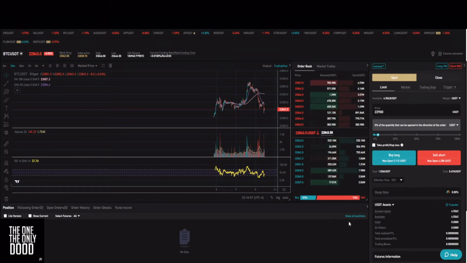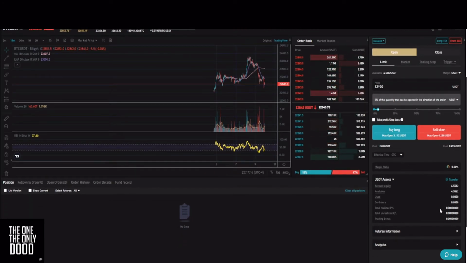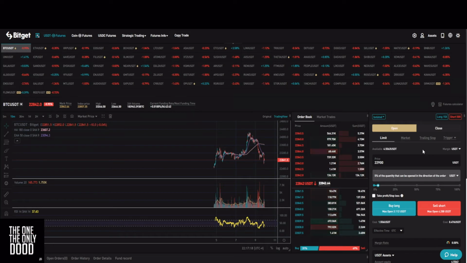Now let's see, what else do I want to go over? Now over here, you have effective time. This means good till canceled. Good till canceled is what you want to have it on. Basically your trade will never close on its own. It will never exit out of the trade until you exit it, or until your stop loss or take profit gets hit. So yeah, those are really the most important things that you need.